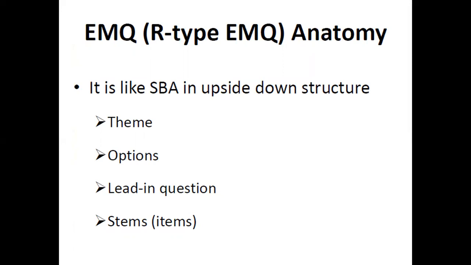We discussed its anatomy, and we said that its approach is an upside down structure, which starts from the options, then the leading question, and then the stem items. While in the SBA, at the top of the question is the stem, then there is the leading question, then at the bottom there are the options.